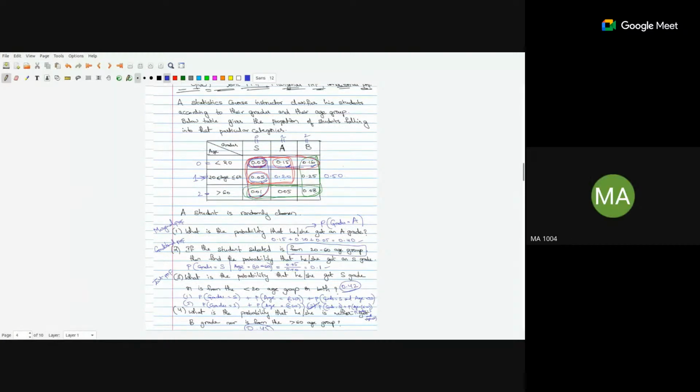So why am I subtracting? When I am computing the probability that grade is S, it's like the marginal of S. So I'm adding 0.05, 0.05, 0.01, right? That will become 0.11. So this probability will become 0.11, and this particular 0.05 is already added to this. Within this 0.11, this 0.05 is there, correct?